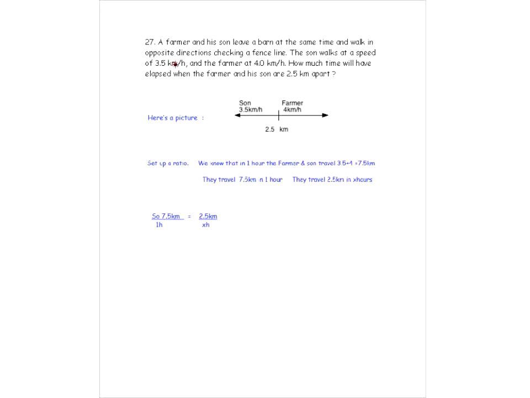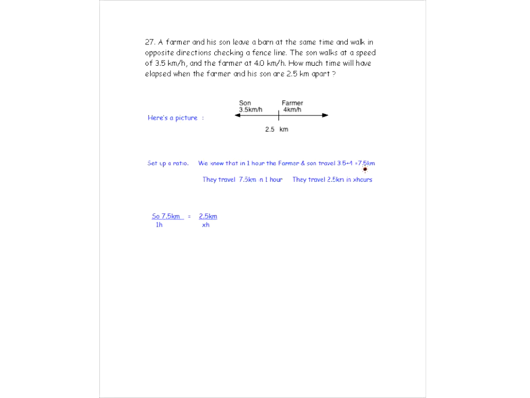Okay? So we can set up a ratio. Remember, whenever you have a question that's got 2 different units, like here we have speed and distance, you're probably going to end up setting up a ratio. We'll just hold off on that for now. But first, let's look at stuff that we know. We know that in 1 hour, the farmer and the son have traveled 3.5 kilometers and 4 kilometers, because the son travels 3.5 kilometers per hour, and the farmer 4 kilometers, sorry, in 1 hour. So in 1 hour, they've traveled 3.5 plus 4, in other words, 7.5 kilometers, right?